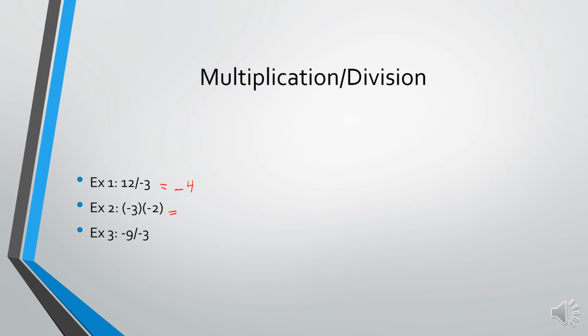For my example 2, -3 times -2. Those signs are the same, so my answer is going to be positive. And then I'll do 3 times 2, which is 6. And we usually don't write the positive symbol, we just write 6. And my last one, -9 divided by -3. Those signs are the same, so my answer is positive. And 9 divided by 3 is 3, so my answer is positive 3, or just 3.